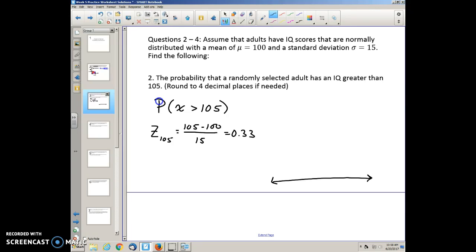Now we draw a picture of the z distribution, which is a normal distribution. It takes on the shape of a bell curve with a mean of 0 and a standard deviation of 1. We don't need to draw in the standard deviation. But if we draw a line straight down at 0.33, that's the z-score that represents our random variable x, and then we shade the portion that we want.